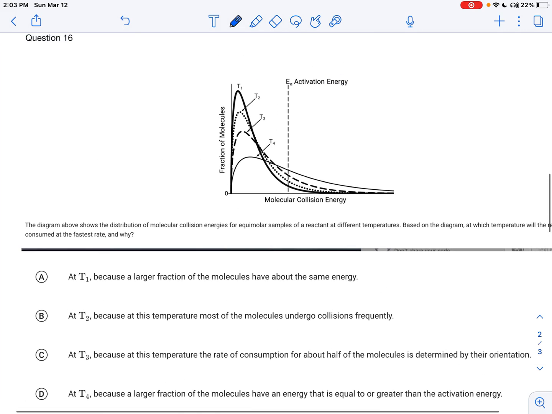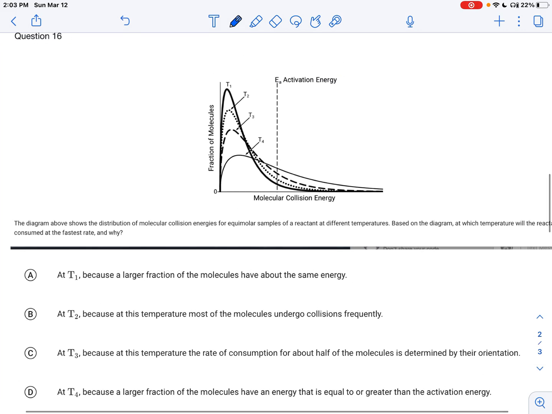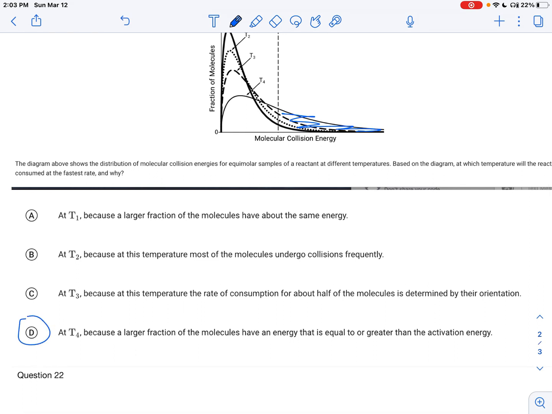All right, so question 16 I also think was meant to be for progress check 6, but this is just a quick one. Obviously you're going to have a fastest rate when more of the particles are at the activation energy or higher. So if you look at the 4 different options, T4 has more of the particles at the activation energy or higher. So the answer is D.